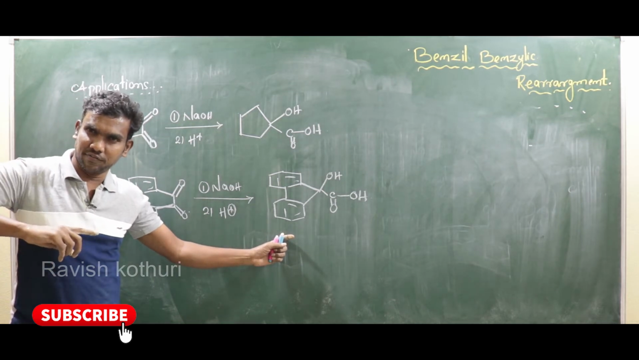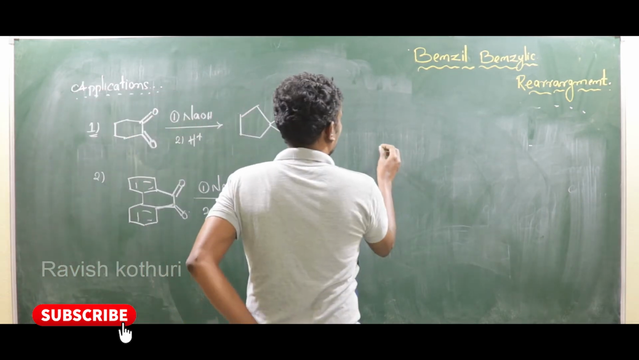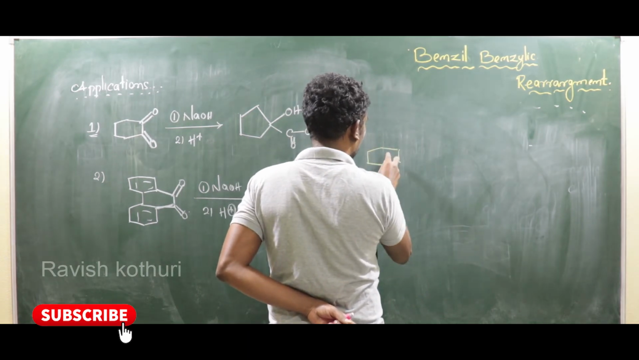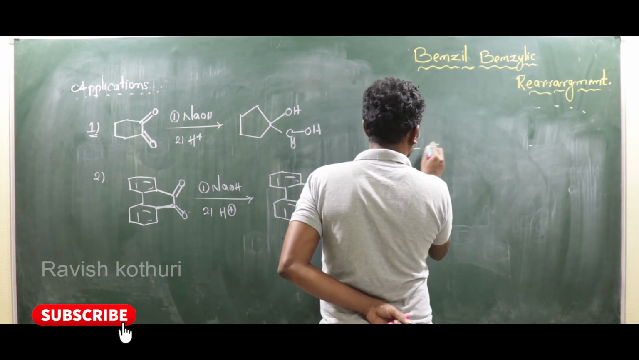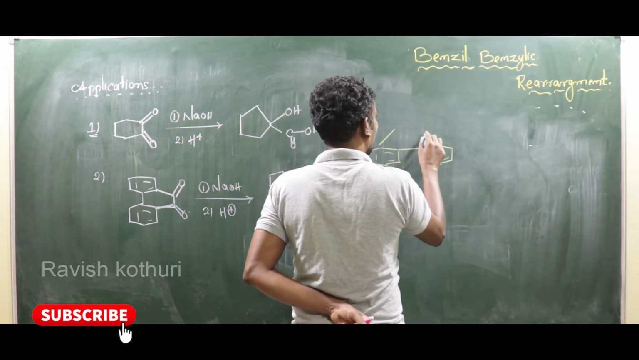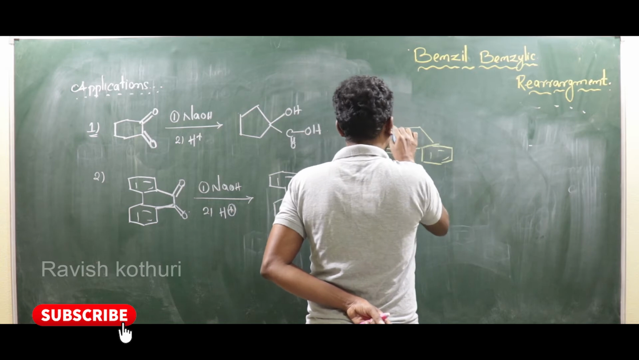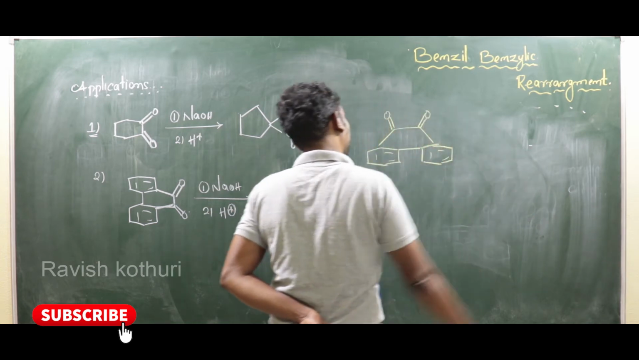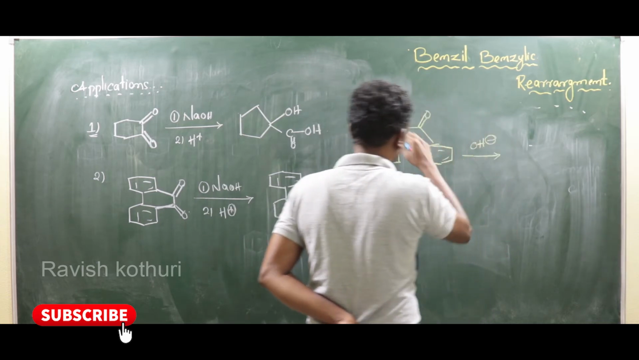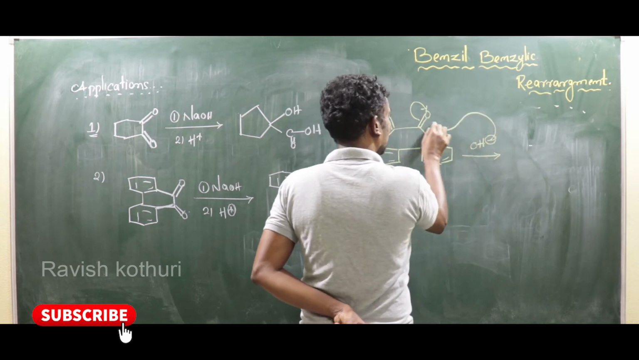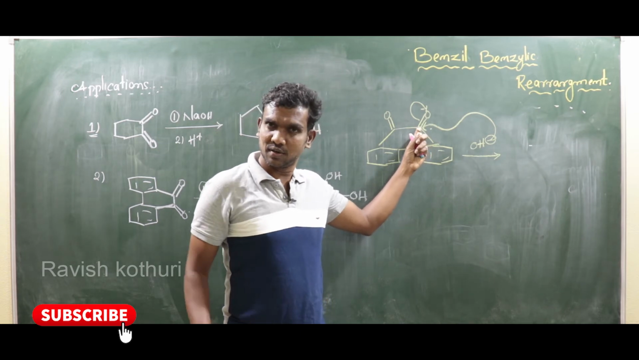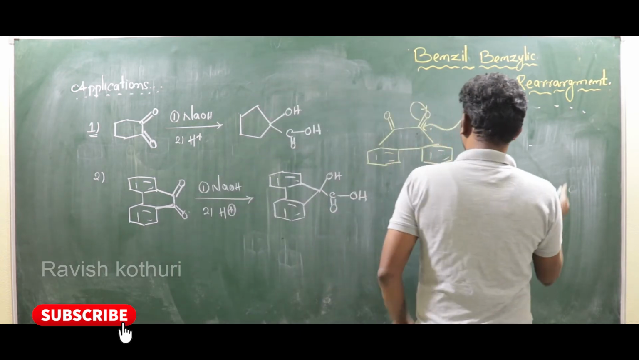See how this second application comes. I will write and I will explain to you. Observe carefully here. I will write like this, so that you will understand more. Double bond. Now here, what happens? OH minus will attack here. Right, heterolytic cleavage takes place, oxygen gets negative charge, this carbon gets positive charge.